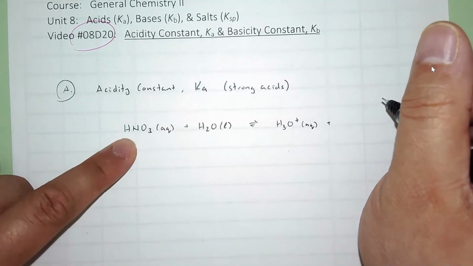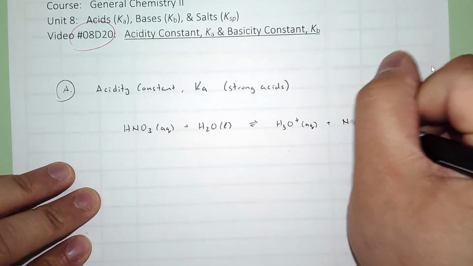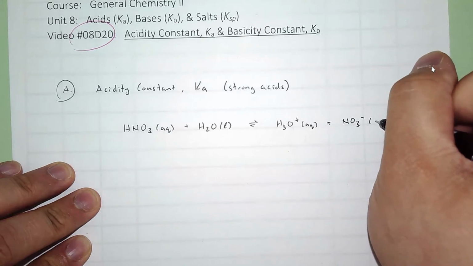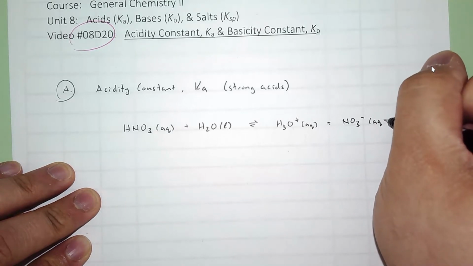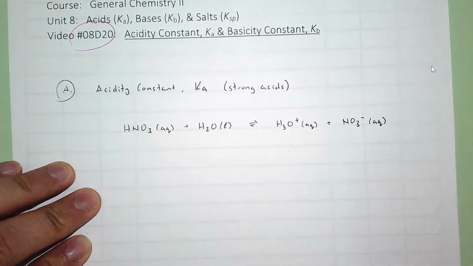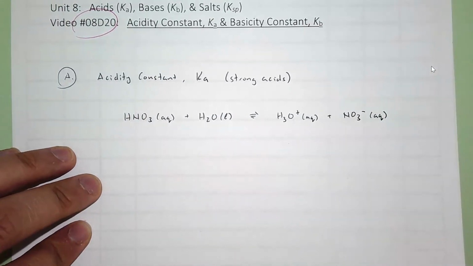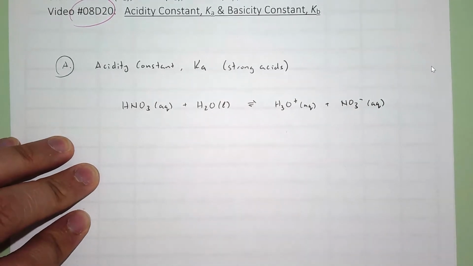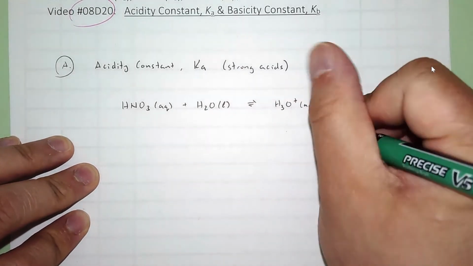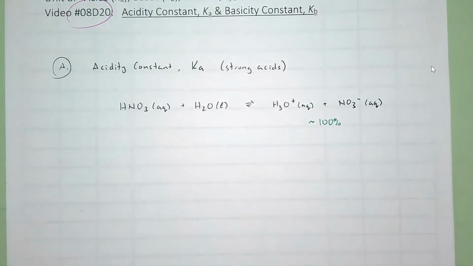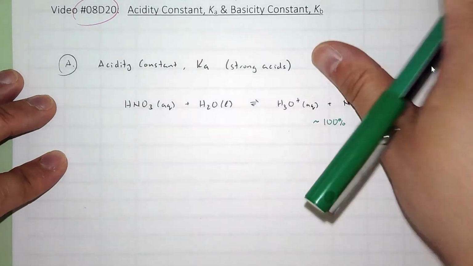And the NO3 now is by itself, and we know that from the polyatomic ion unit, nitrate aqueous. Because this is a strong acid, we're going to assume that it is close to 100% ionized, 100% on the product side.